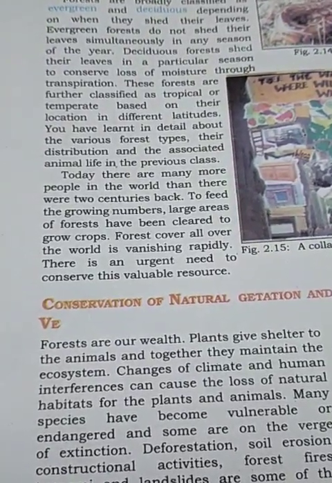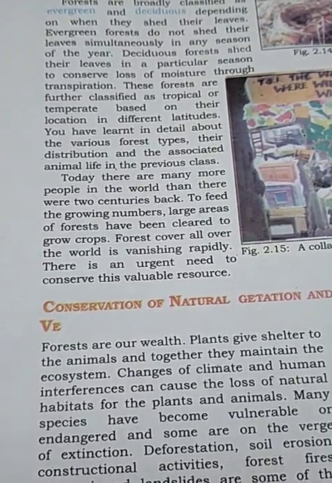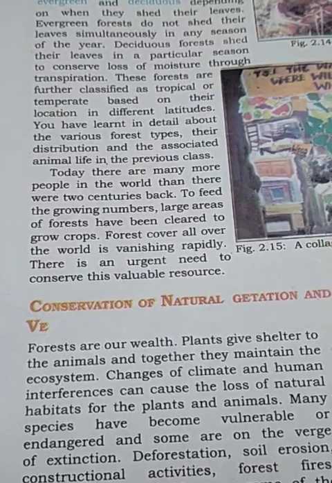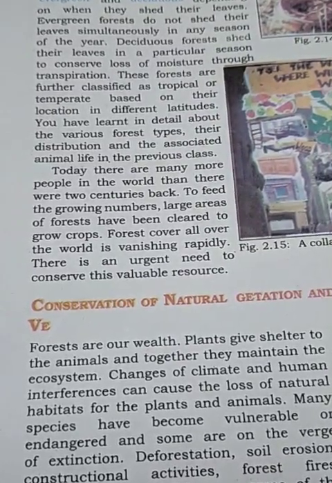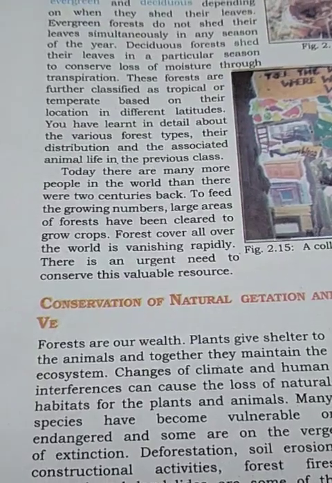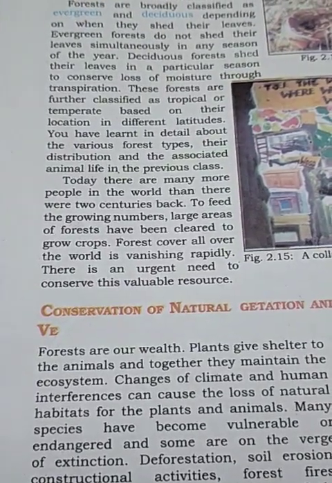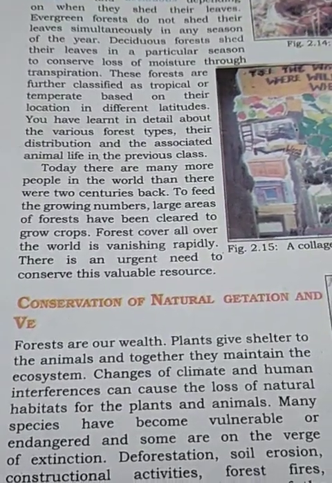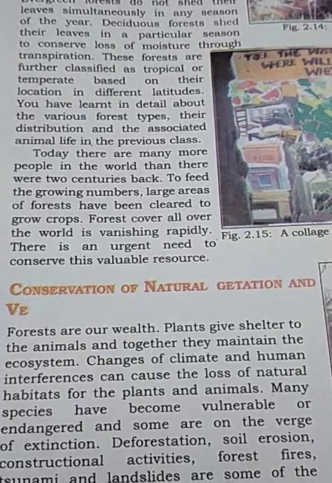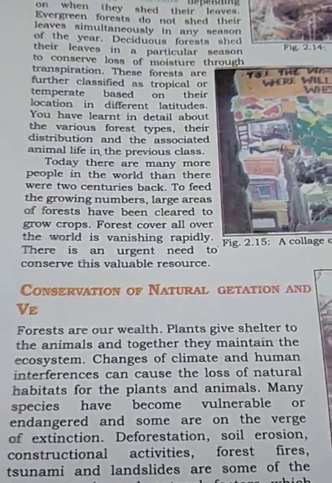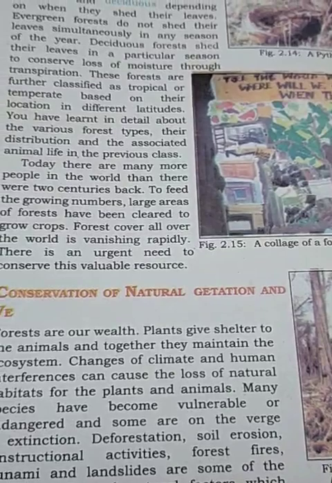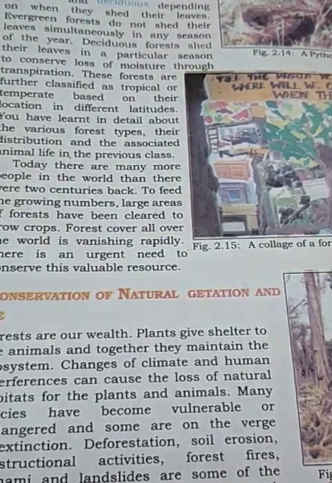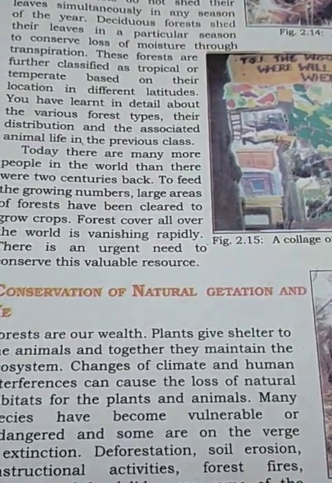Clear? So what are the problems associated with conservation? Climate change, human interference and destruction of forests are the major problems which influence plant and animal life. Many species died because they did not get a congenial or friendly environment to live in. Even tigers are endangered now. There are multiple species on the verge of extinction, that is, they are coming to an end.